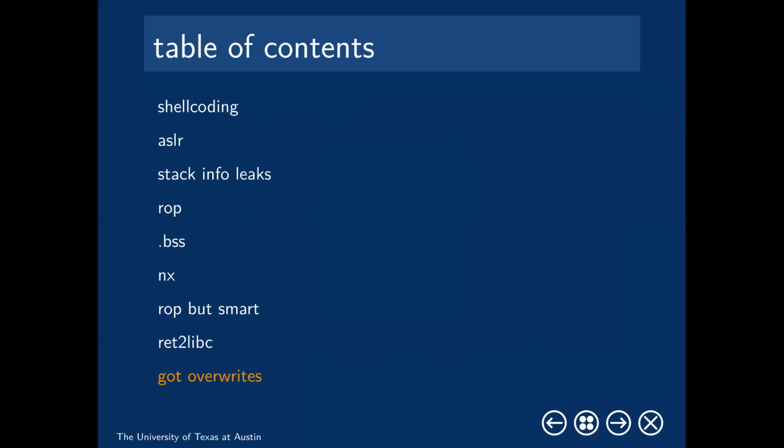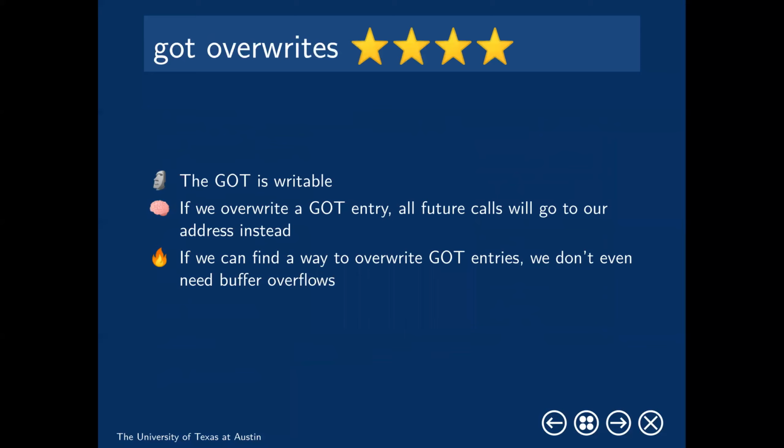And then this brings me to the last point that I want to make, which is global offset table overwrites. The global offset table is writable. So if we were to overwrite a global offset table entry, all future function calls to that entry are going to go to the address we overwrote instead. So if we can find a way to overwrite global offset table entries, we don't even need buffer overflows anymore. We can just call functions and it's going to take us to the wrong place.